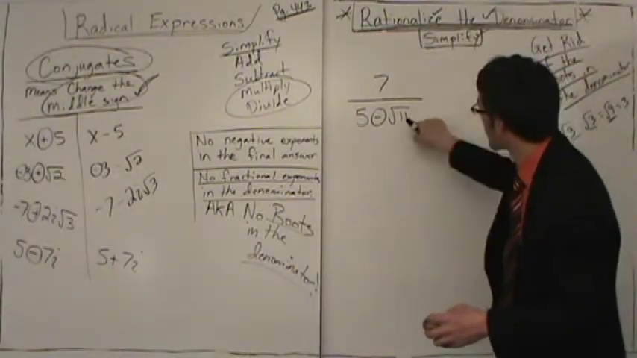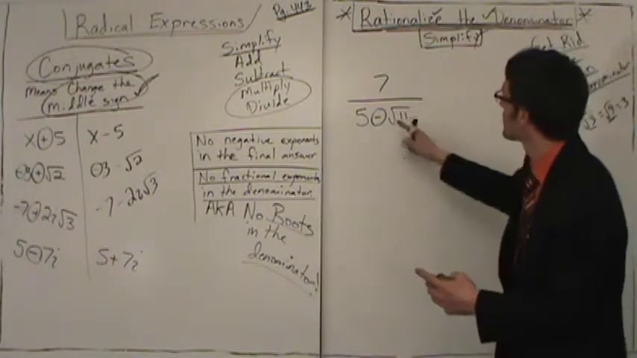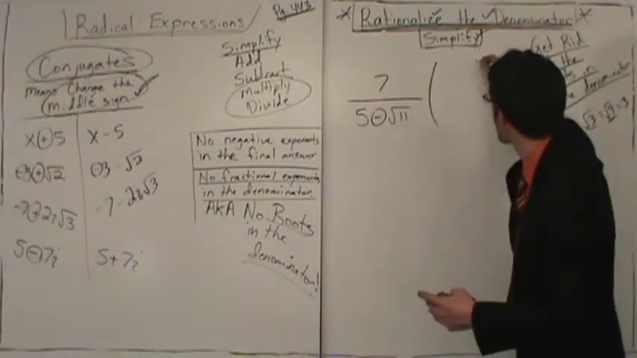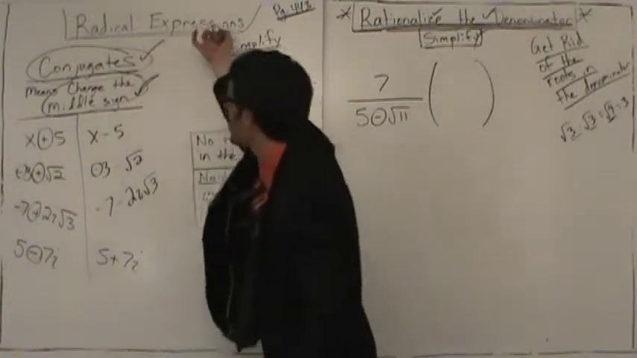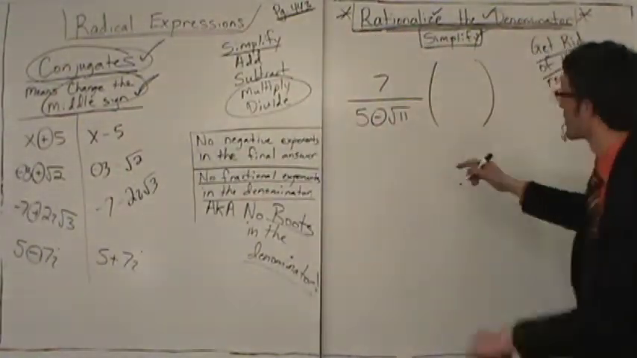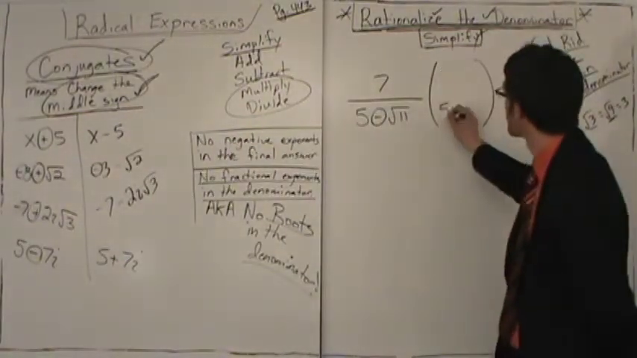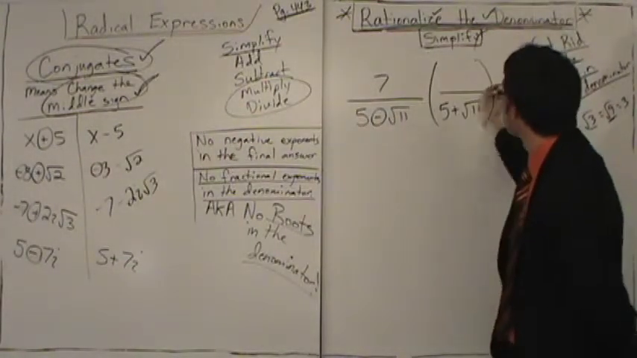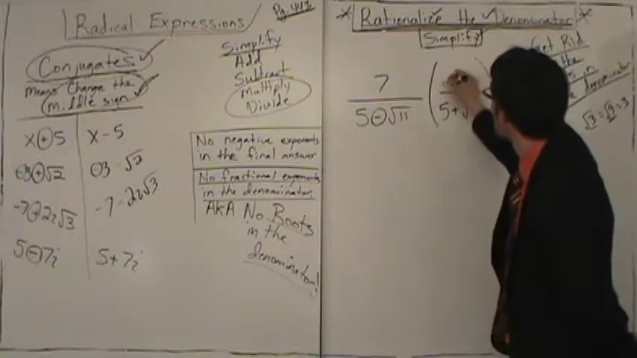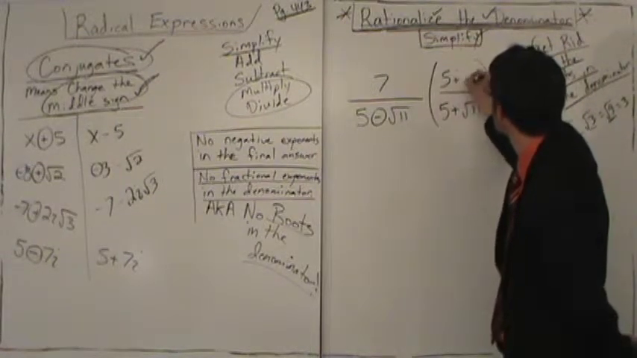So we want to get rid of the root 11 by rationalizing, but what do we have to do? If there's addition, we multiply by what? We multiply by the conjugate of the denominator. And conjugate means change middle sign, so we're going to multiply by 5 plus root 11. And if we do this on the bottom, we also have to do this on top, so we're going to multiply by 5 plus root 11.